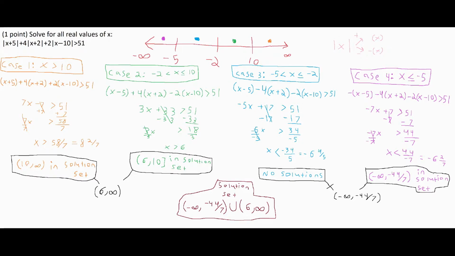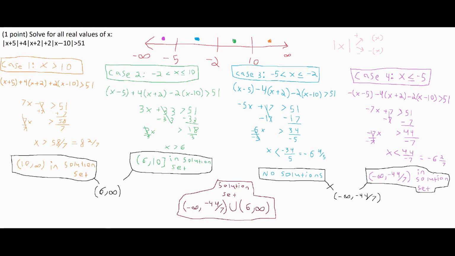Case 1 is x is greater than 10. When the x values are greater than 10 inside of the equation, that means that all the absolute values are going to be positive. And when the absolute values are positive, that means that the numbers inside of the absolute values don't change any values. So they just stay the same that they are.